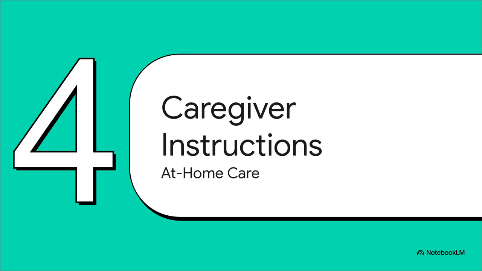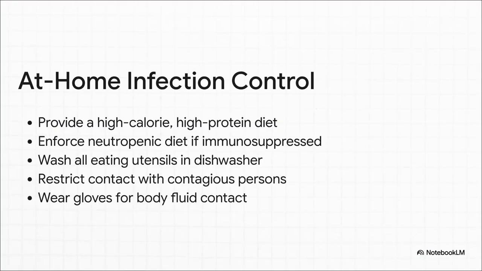Next up, Section 4, at-home caregiver instructions. Beyond the clinic, caregivers shoulder a huge responsibility here. And honestly, these instructions are non-negotiable. Nutritionally, you're enforcing a high-calorie, high-protein diet to fight off wasting.